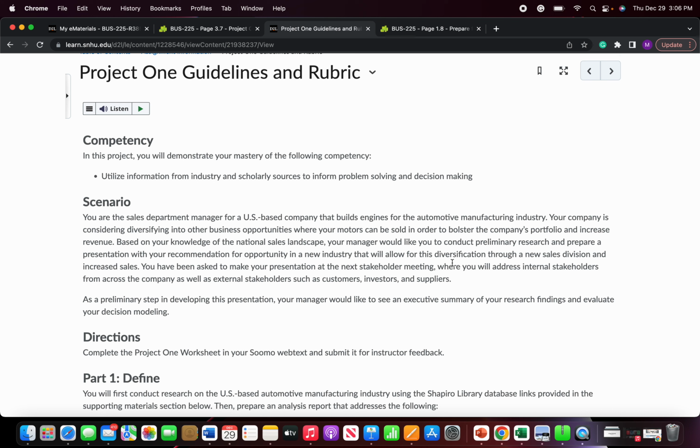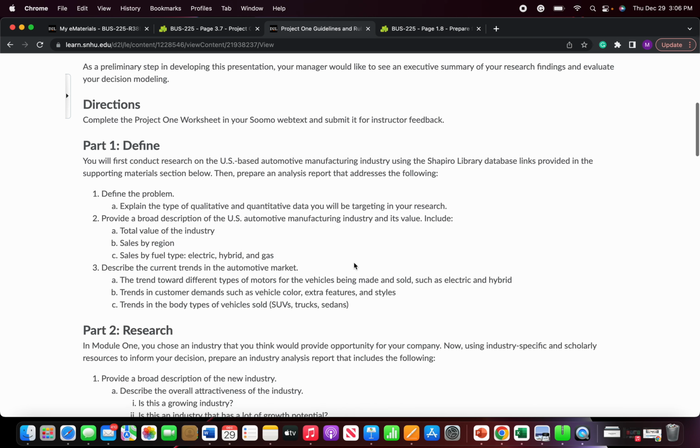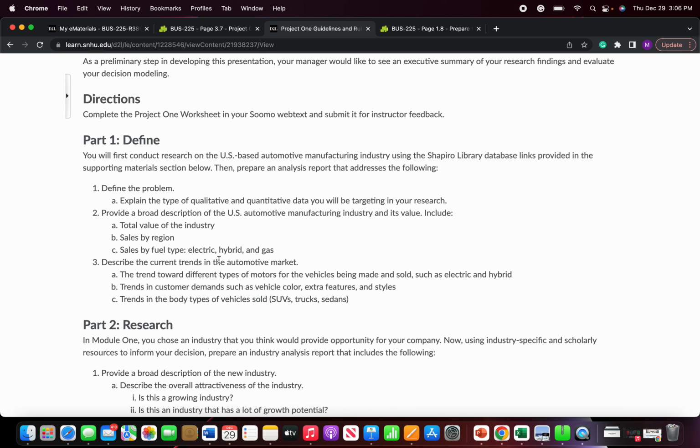There's definitely tons of other classes as far as Southern New Hampshire University's course catalog goes where you would actually focus in on a specific business. This class is having you look broader at the industries themselves. So let's walk through defining the problem here.